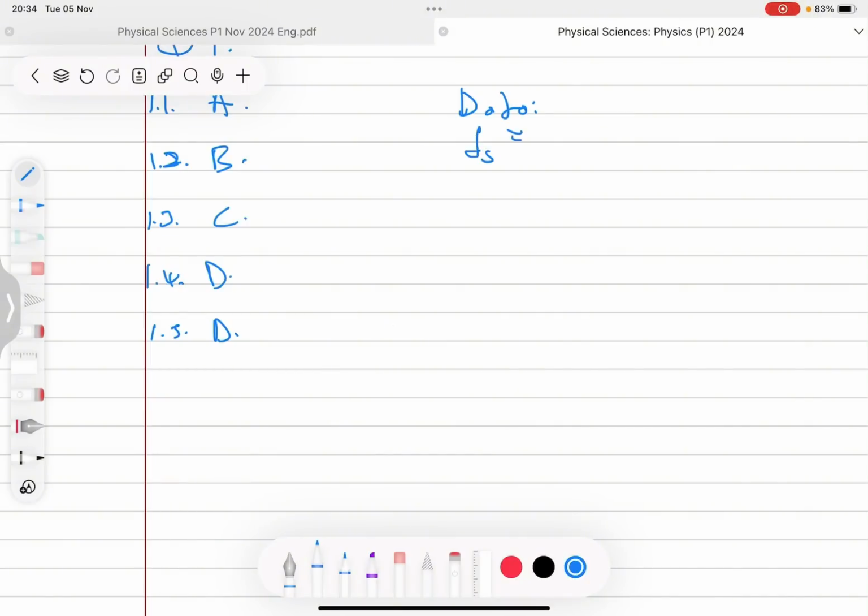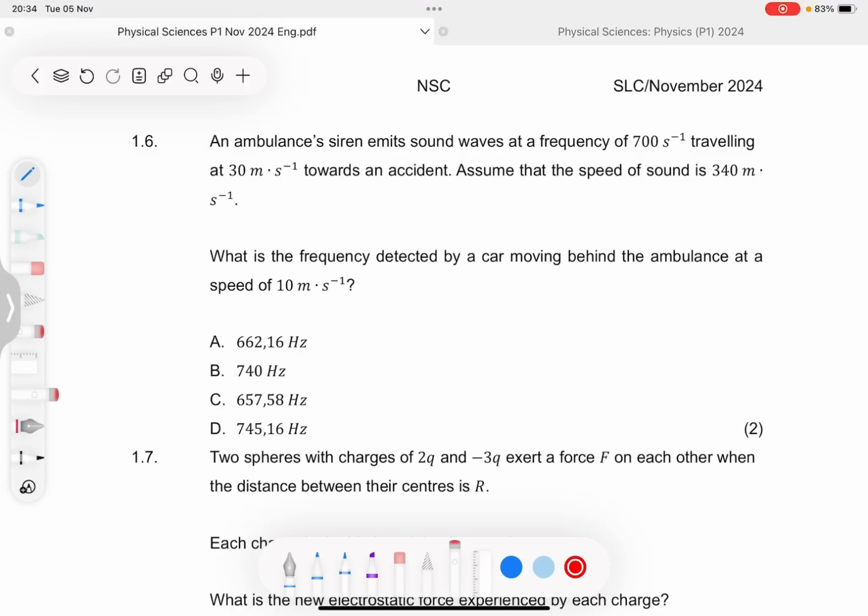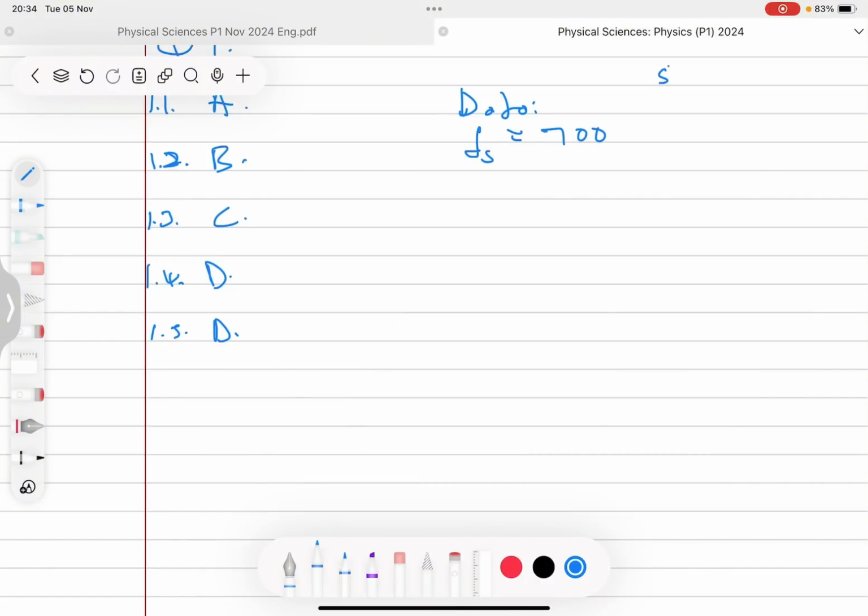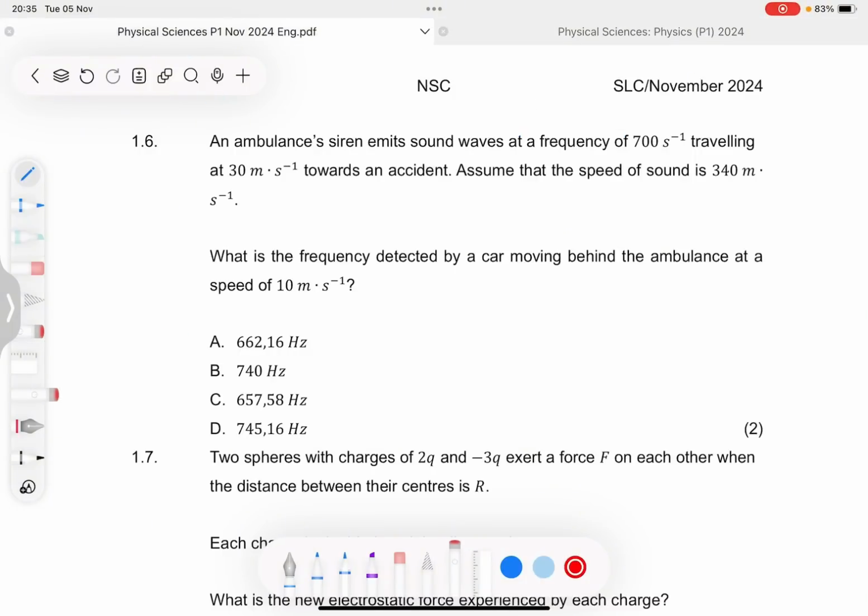I'll say the frequency of the source, because the ambulance is the source, is the one that emits the sound waves. Now, you can see here it's measured in per second. We know that a hertz, or rather per second, is the same as a hertz, right? So I'll write this as hertz. And then we are told that the velocity is equal to 30 meters per second. And then the speed of sound in the air is assumed to be 340 meters per second.